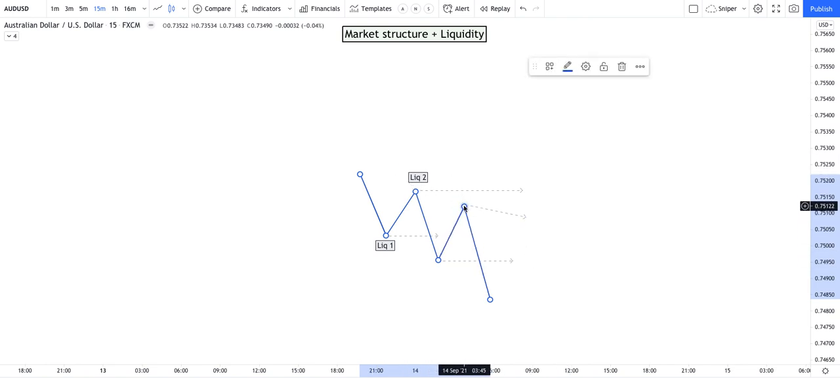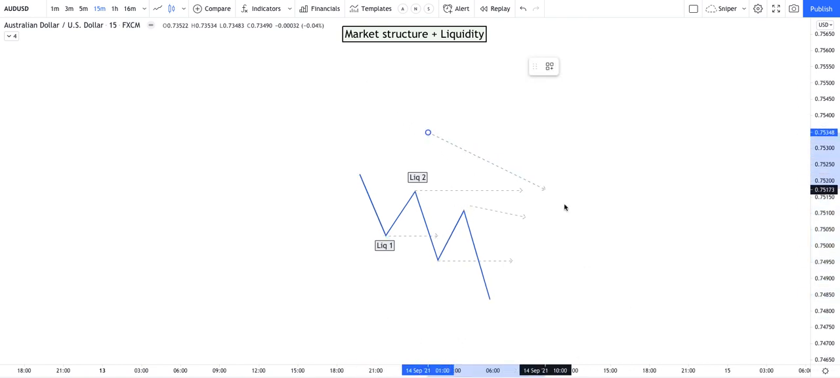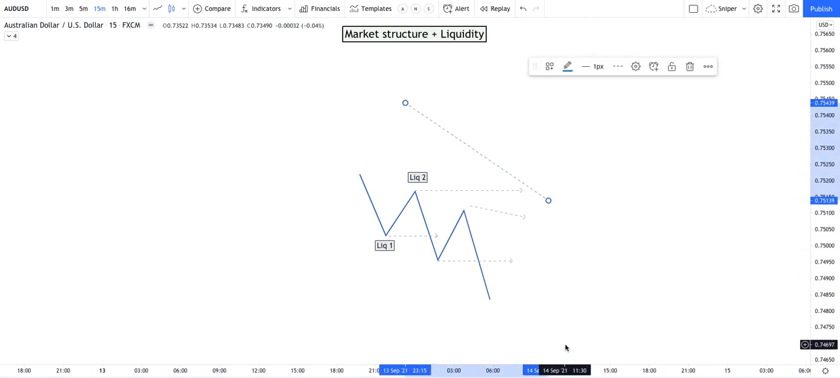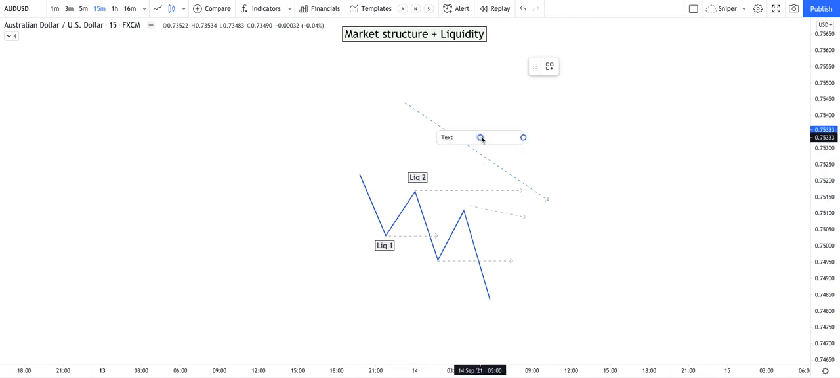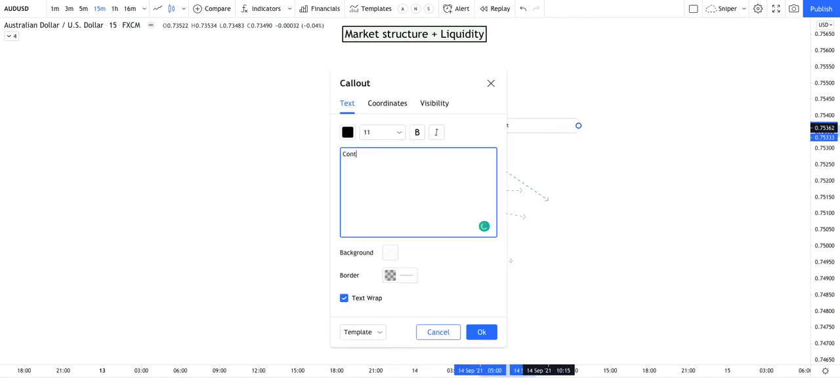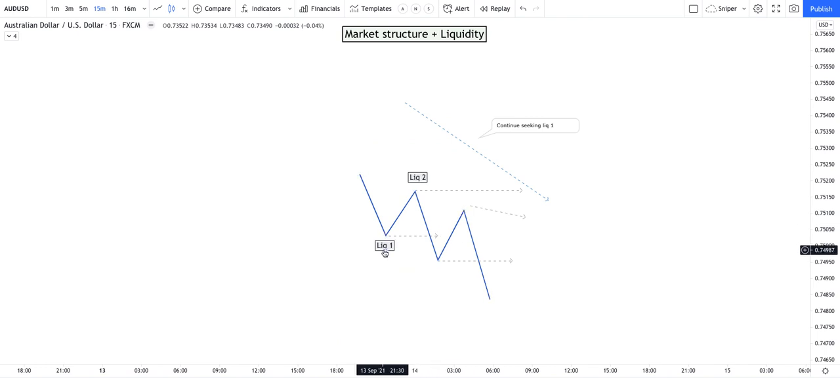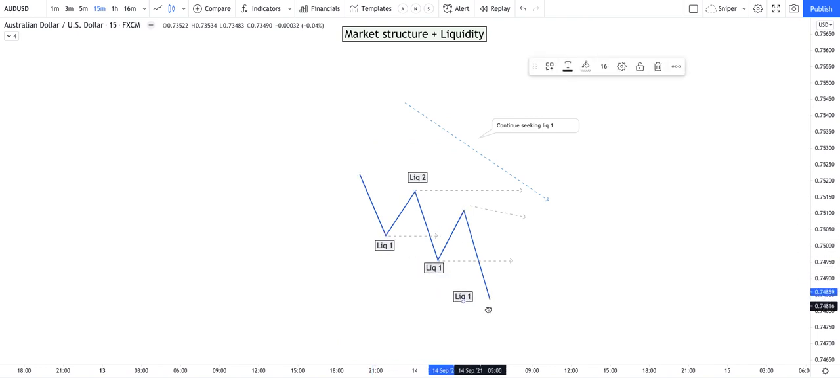If the overall momentum is bearish, and we know that the overall direction is bearish, and we're not moving higher, we're staying bearish and moving towards the downside, then we will continue to seek liquidity 1, which is to the downside. We will continue to seek that liquidity and move towards the downside.